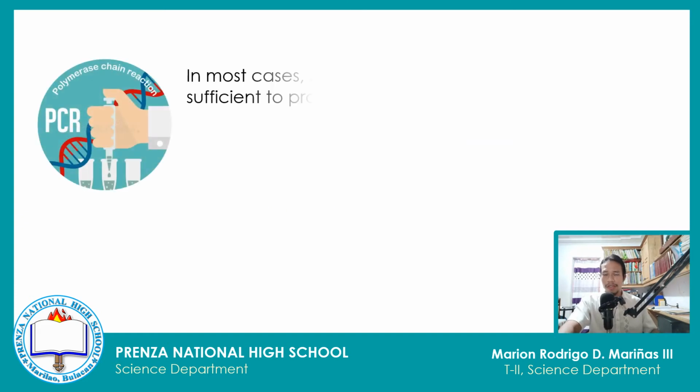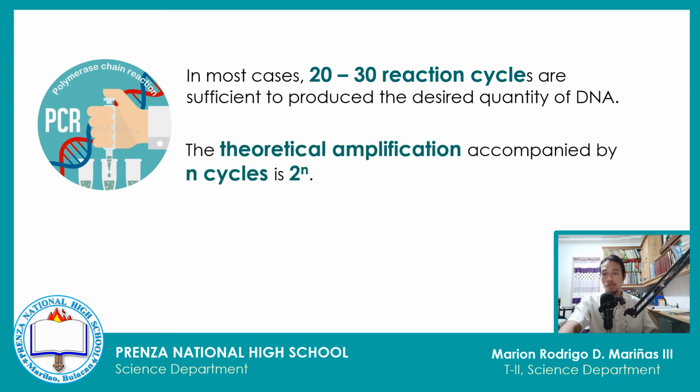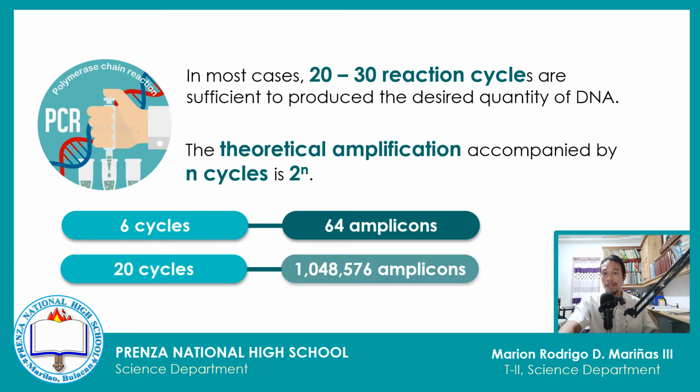In most cases, 20 to 30 reaction cycles are sufficient to produce the desired quantity of DNA. The theoretical amplification accompanied by n cycles is 2 raised to n, so 6 cycles yields an amplification of 64 amplicons or PCR products, and 20 cycles yields an amplification of a millionfold, or almost 1,048,576 amplicons.